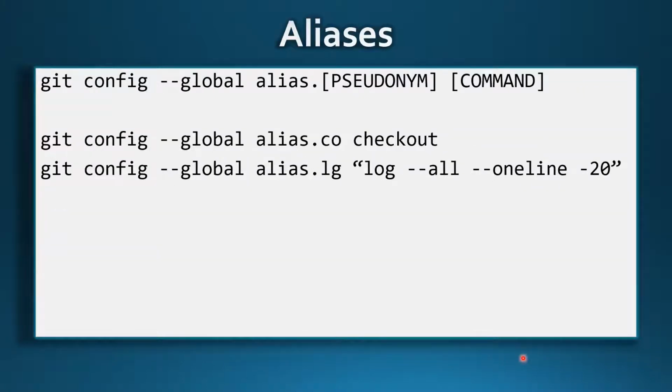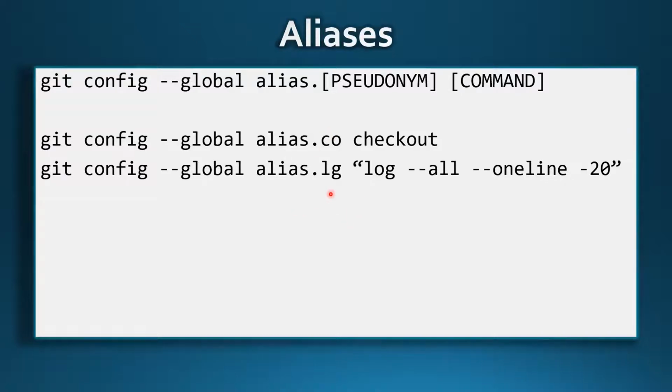Now, aliases are probably the most important part of a configuration. What an alias is in Git is it allows you to use a shorter command. So if you do git config --global alias.co checkout, now whenever you type git co, it'll do a git checkout for you. And that's a very common one.